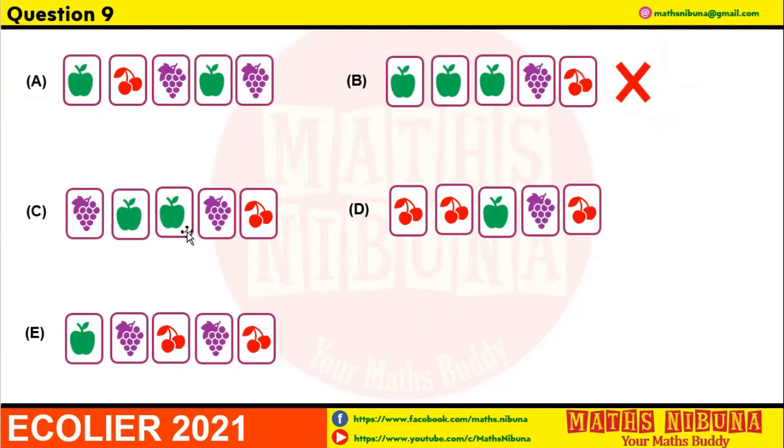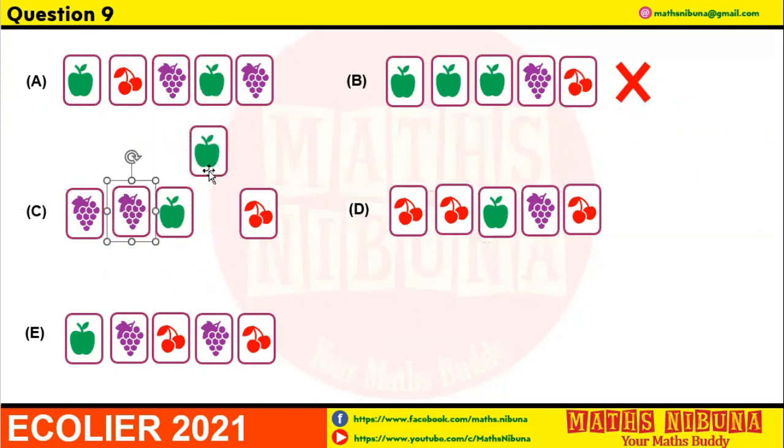If this one can, we put aside, which one can we change, we can put side by side. Okay, this one. Let's say you put grape here, apple here, that means you can put side by side. Okay, apple, apple, grape, grape, and cherry. So that means this is also cannot be our answer.